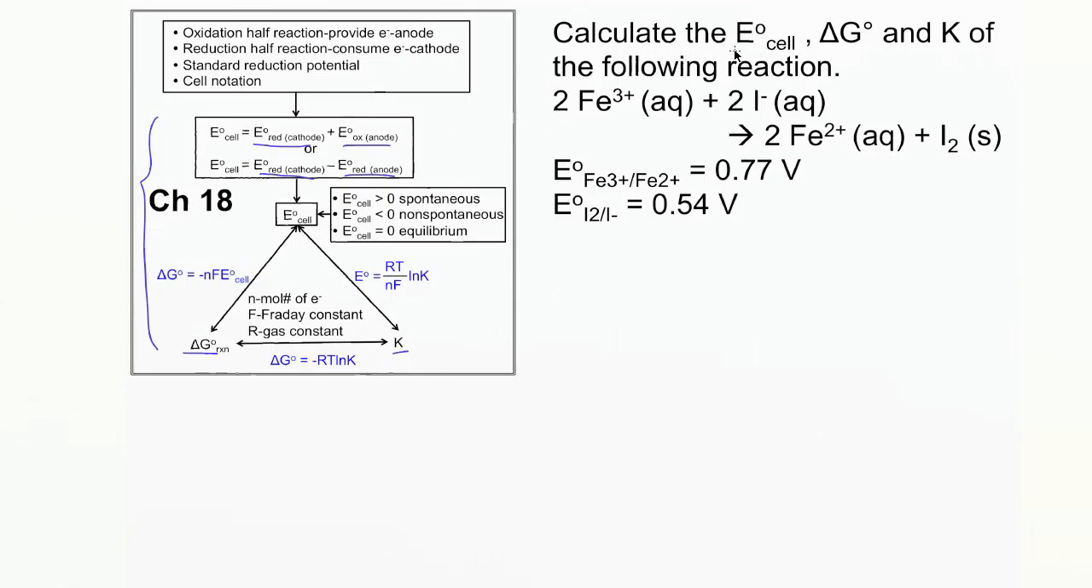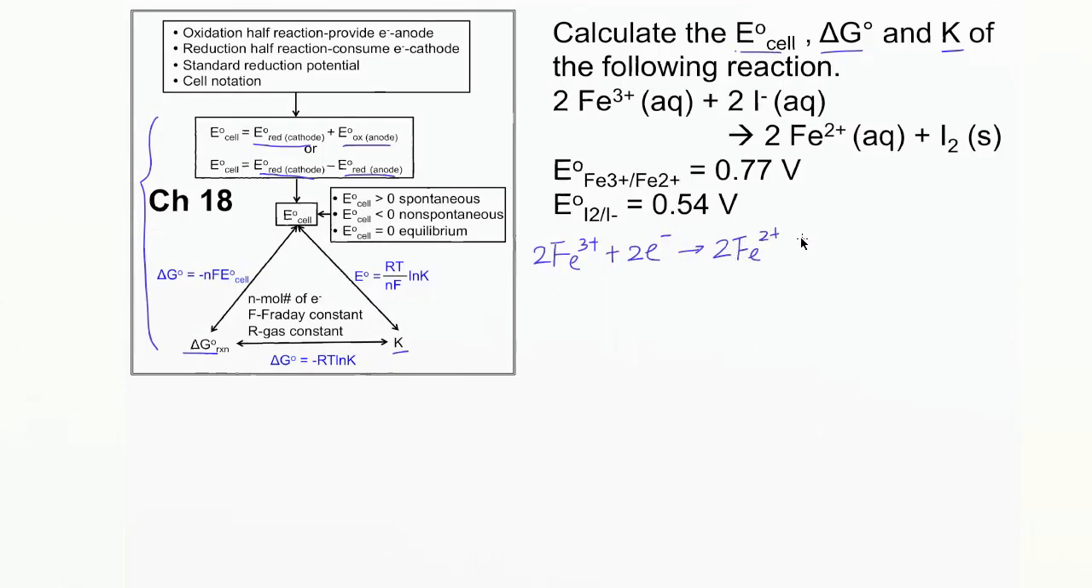Take a look at this problem. It's asking you to calculate the Ecell, free energy change, and the equilibrium constant for this reaction. Both reduction potentials are given. First step is you need to figure out what is oxidized and what is reduced. When you look at the oxidation state change, apparently iron is reduced. So the reduction half reaction would be 2 Fe3+ plus 2 electrons to generate 2 Fe2+.